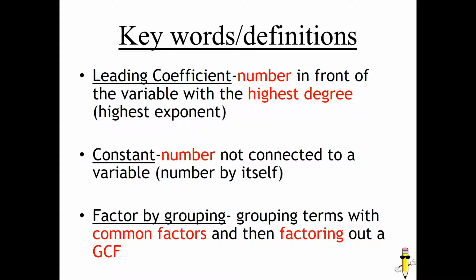And then the next thing that we have is factor by grouping, which is grouping terms with common factors and then factoring out a greatest common factor. This was something that we did in our notes where we took out like a 2 and then we turned them into binomials after that.